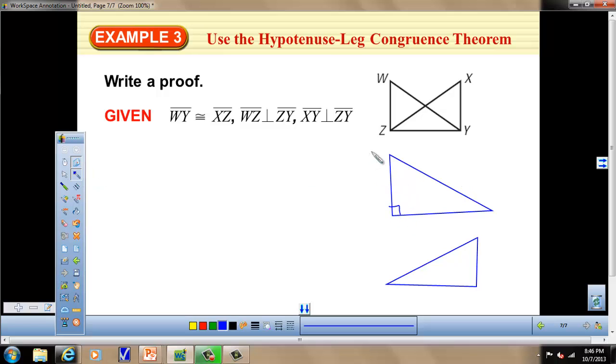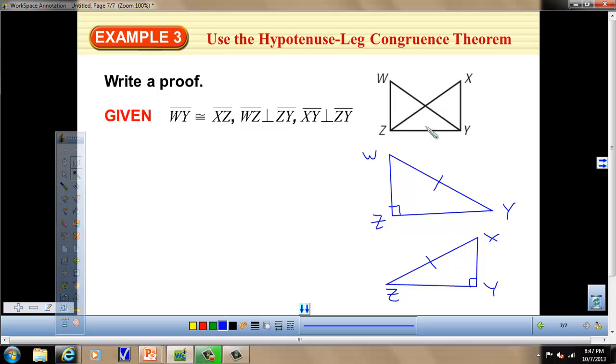And if we look, one of the triangles is WZY, and the other one is XYZ. And what is given to us? WY and XZ are congruent. So WY and XZ are congruent. Then we know WZ and ZY are perpendicular, which is right there. XY and ZY are perpendicular, which is right here.